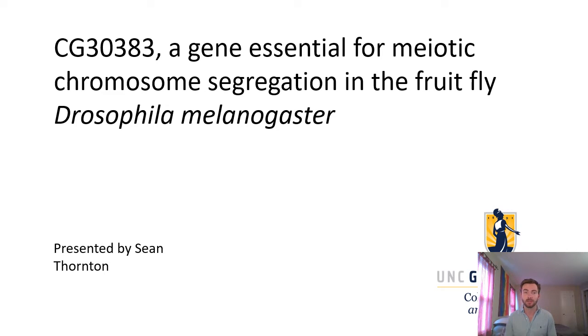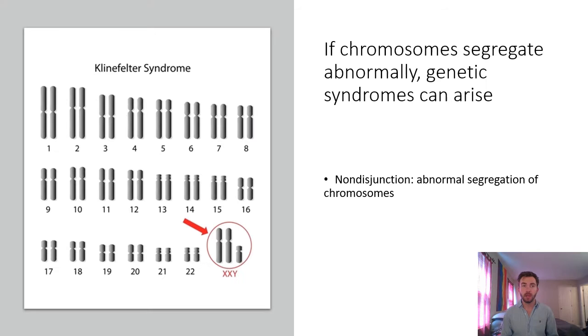So now let's talk about some more background information about chromosomes and their segregation. In humans, the normal amount of chromosomal pairs should be 23, which is going to be 46 chromosomes. However, if chromosomes segregate abnormally, genetic syndromes can arise. In Klinefelter syndrome, an extra X chromosome is in the 23rd pair. We can use flies as a model organism to study chromosomal segregation because they only have 4 pairs of chromosomes. It's much easier to track these chromosomes and study.